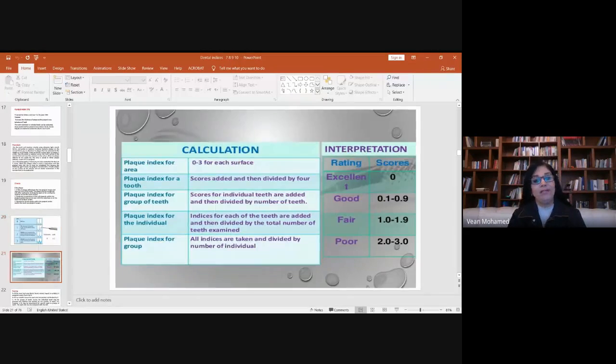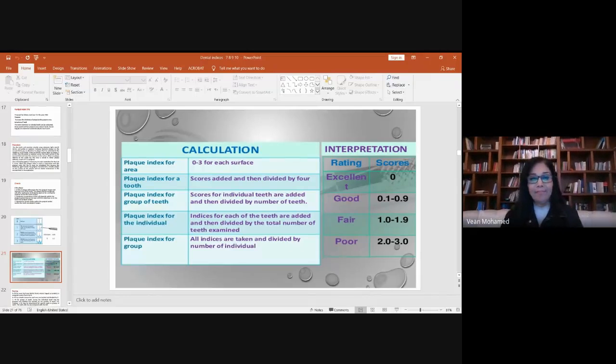Then, how to calculate the index? It's very easy and explained here. The plaque score will be from 0 to 3, no more than this number, as I explained. The plaque index for a tooth is by totaling the 4 numbers divided by 4. I think this one is clear. One tooth has 4 numbers. We add the 4 numbers and divide by 4. This gives the mean. It means that for each tooth we have 1 number.